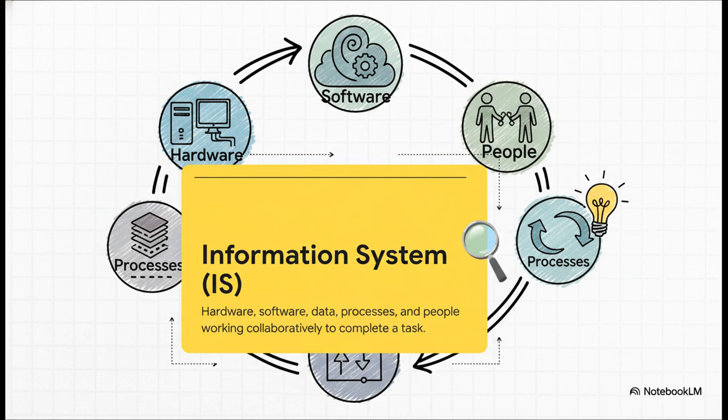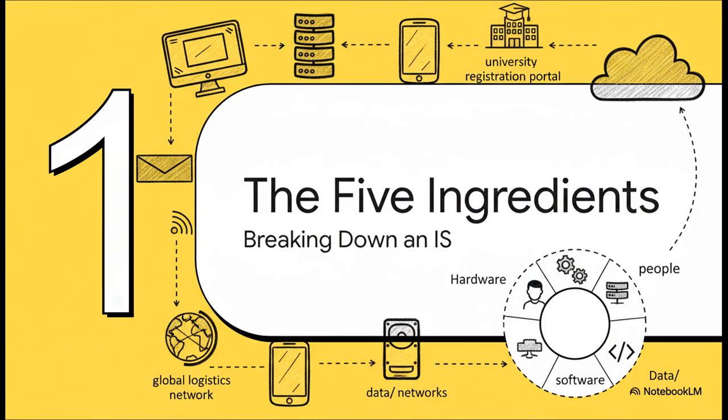Okay, so let's get on the same page with the key definition here. When we say information system, or IS for short, we're not just talking about a computer or an app. No, it's so much bigger than that. Think of it like a whole ecosystem, a combination of 5 different parts all working together perfectly in sync to get something done.